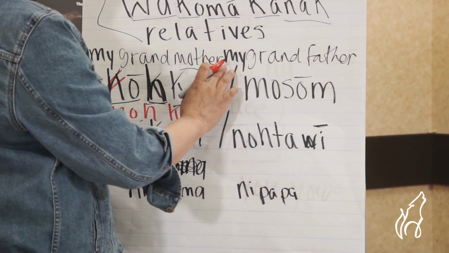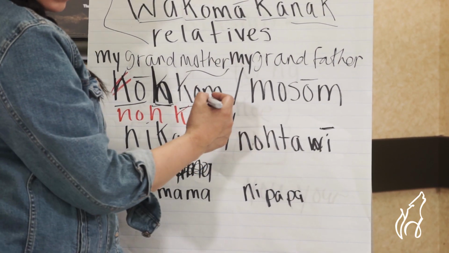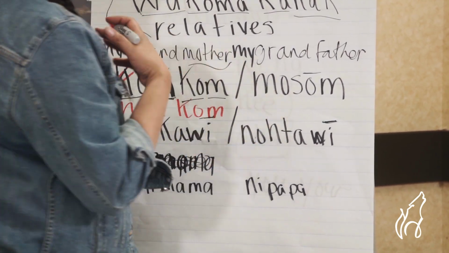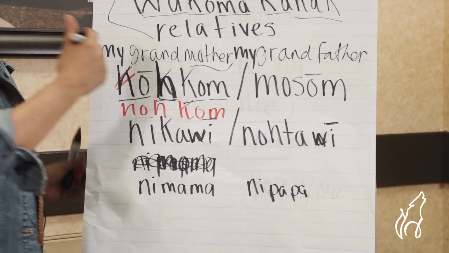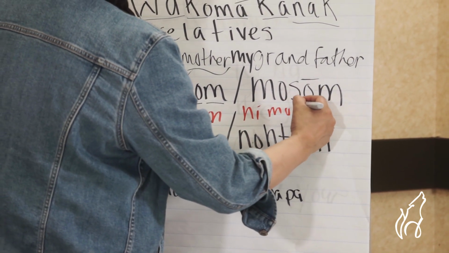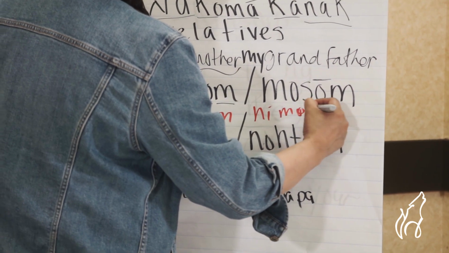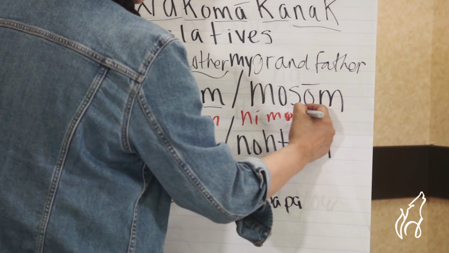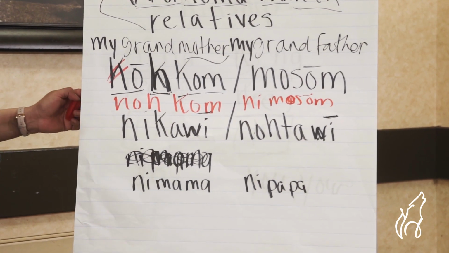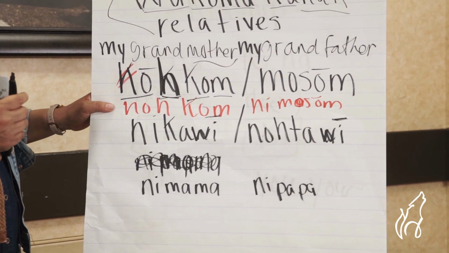And then you're gonna have my grandfather, and this is where the ne comes in because I'm saying my. So my is ne. So ne mushum. Ne mushum. Okay. So I'm gonna pretend that you're gonna repeat after me.